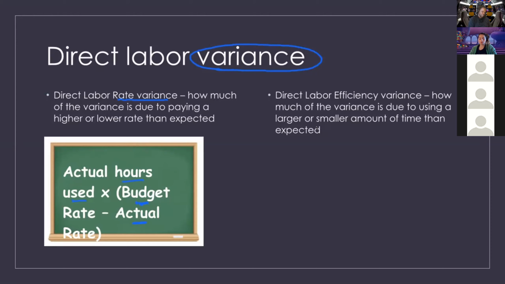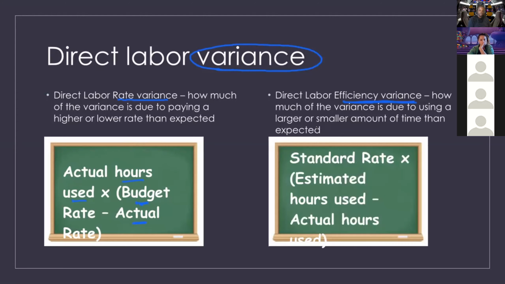The other piece to this is the efficiency variance. How efficient were our employees? More efficient than we anticipated, less efficient than we anticipated, meaning they spent more or less hours than what we had planned. To get that, we take the standard rate, which is the same thing as the budgeted rate, and we multiply that by the difference between our budgeted hours, estimated hours, and our actual hours that were used.